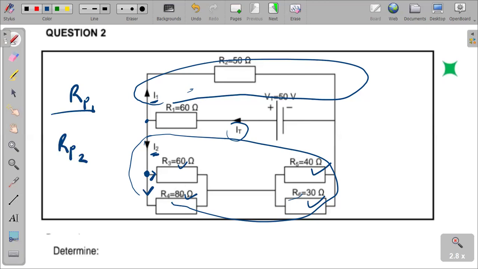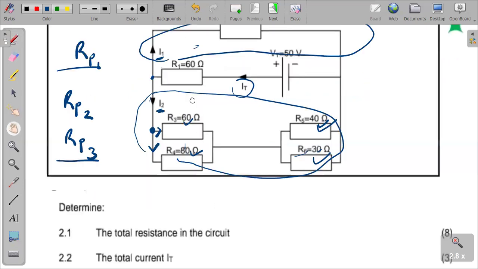They also form another parallel combination, right? Apart from them, we also see the 40 ohm and the 30 ohm, R5 and R6. They are also in parallel. Together, they form another parallel combination. So these are the parallel resistors that we have in this circuit. Let's try to answer the questions together, okay?